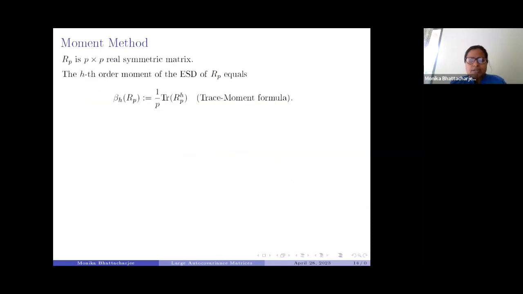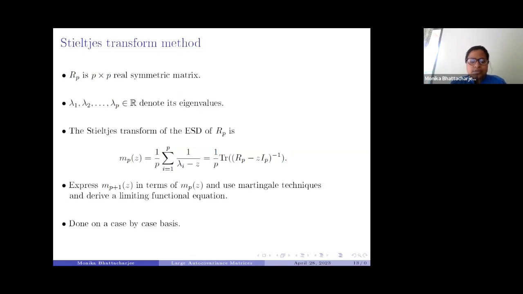Okay, so I'm skipping these two slides because of the time. But I just wanted to mention, as I've already mentioned, that there are two methods, Stieltjes transform method and moment method, to establish the limiting spectral distribution of a symmetric matrix.